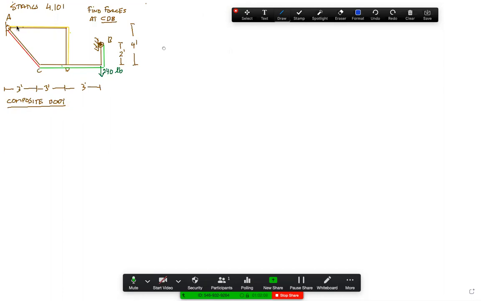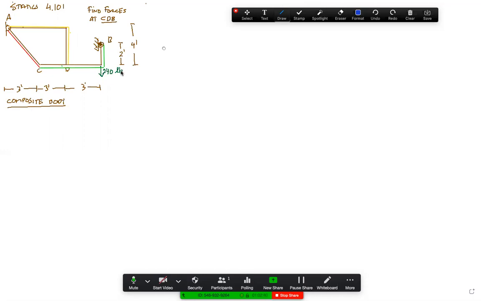This bar, which I showed as yellow, not in the best way, but I think you can get the picture, is one bar, one member or one link. This red one is another one, and this green one is another one. So you have a three body problem. That's why it's called a composite body. And what they're asking you in the book is to get the forces located at CDB, I mean, in the whole bar.